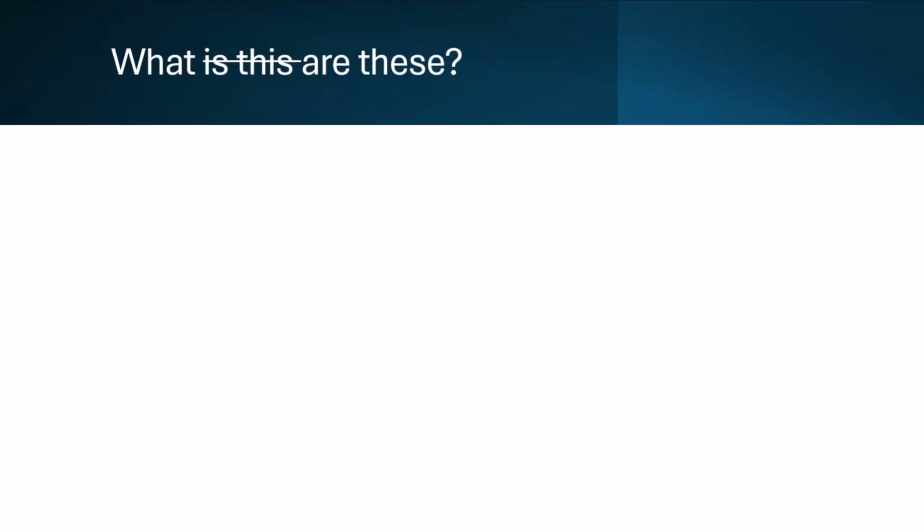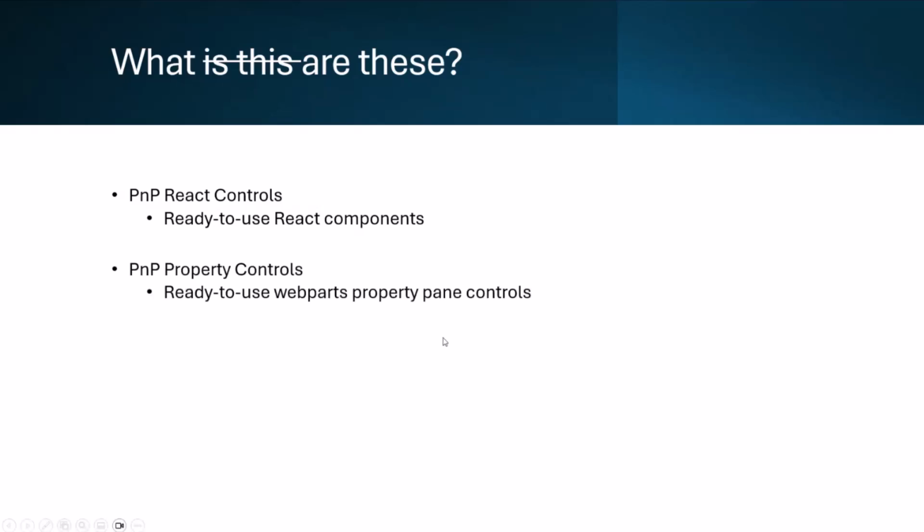So it's not about what is this, but what are these? Because when you're referring to PnP React Reusable Controls, you are referring to the PnP React Controls, which are, like I said, ready-to-use React controls. And you are also referring to PnP Property Controls, which are ready to use with property pane controls. They are both based on the SPFx ecosystem, and versions 2 or 3 are focused on SharePoint Online.